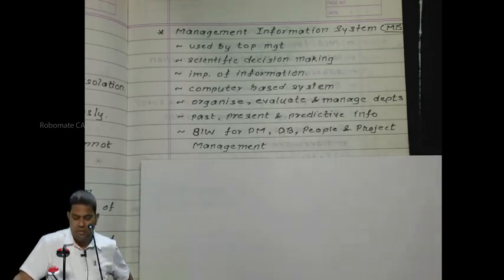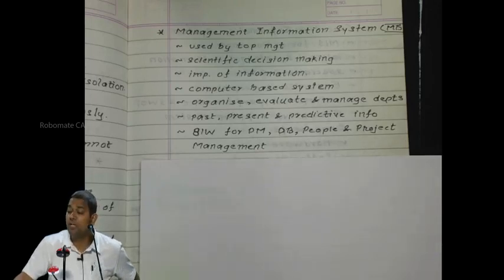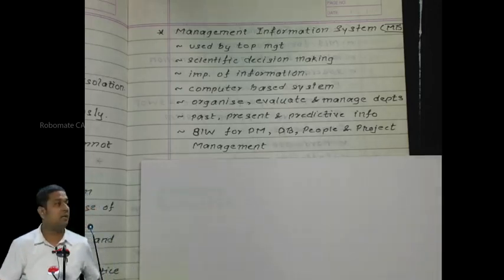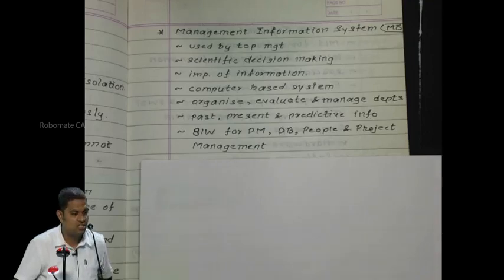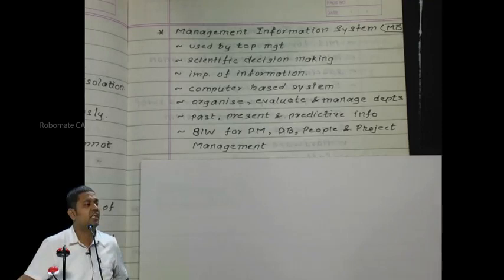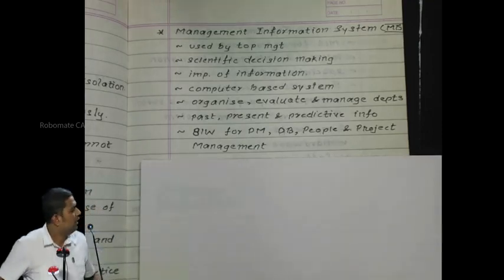A management information system will have components like software. It will have software for decision making. It also needs to have a database. A database is nothing but a collection of records. Have I told you that? It is nothing but a collection of records.